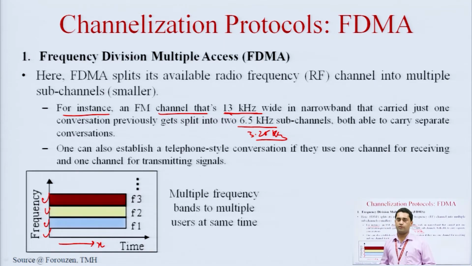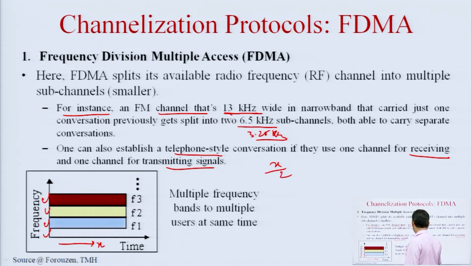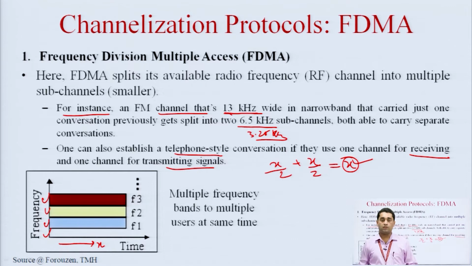Suppose we are talking about the telephone example here. In telephone style, we can say that we have X frequency and we are dividing it between the receiving end and the transmitting end as X by 2, X by 2, which completely makes X. So, this is my original frequency channel which is divided into 2 parts. Now, what is the issue with this FDMA?